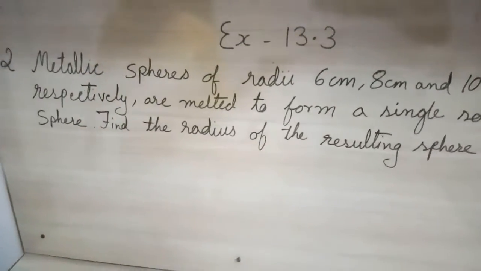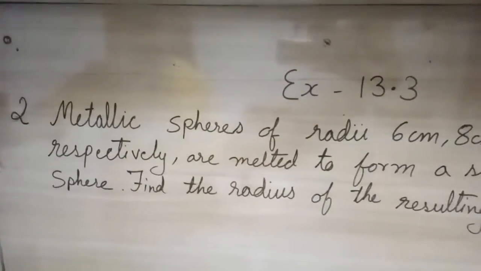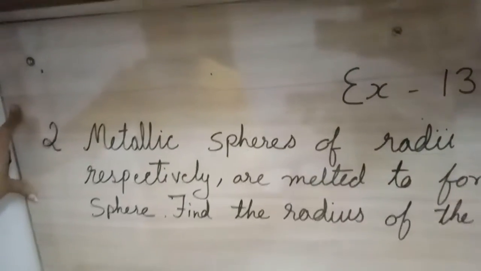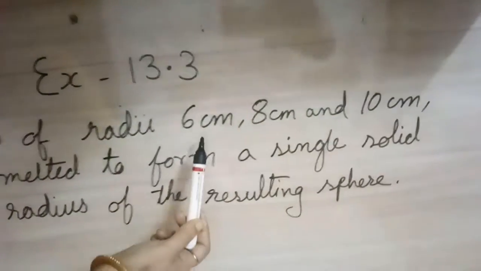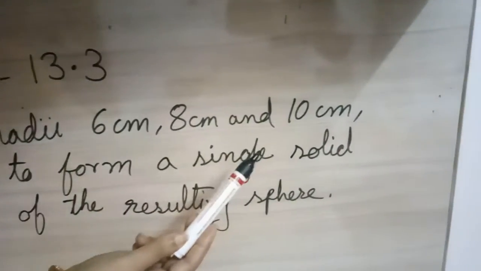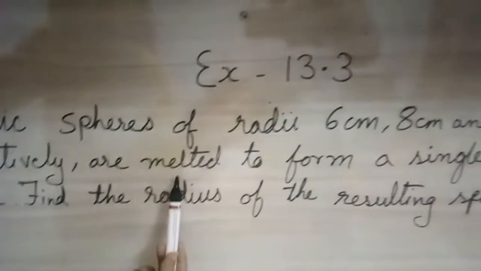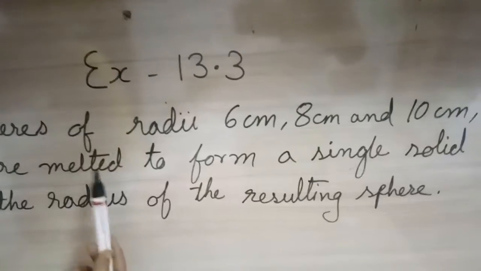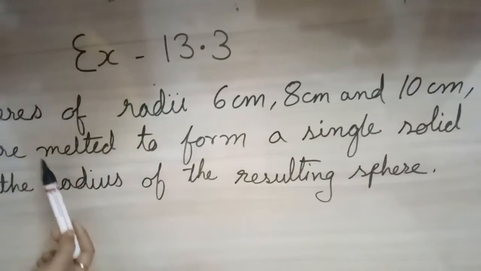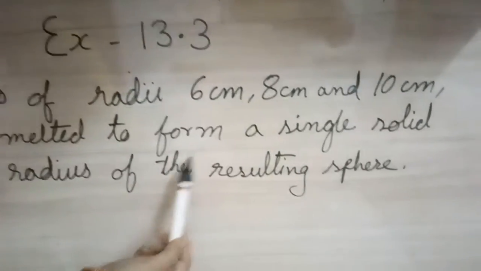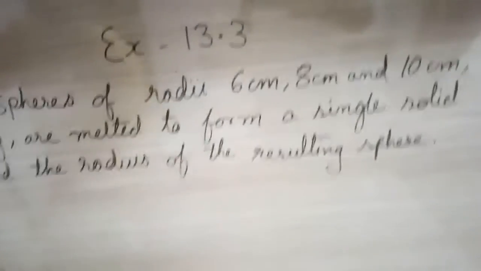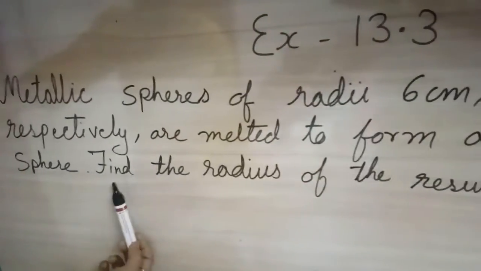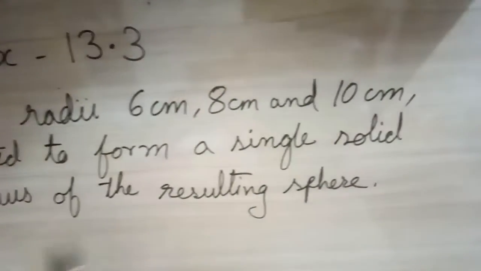Okay. Again, the second question is based on the concept of volume. They are telling that metallic spheres of radii 6 centimeter, 8 centimeter and 10 centimeter respectively are melted. मतलब रिकास्ट कर रहे हैं ना, तो तीनों स्फीयर्स को हमने मेल्ट कर दिया to form a single solid and we converted them into a single sphere. Find the radius of the resulting sphere.